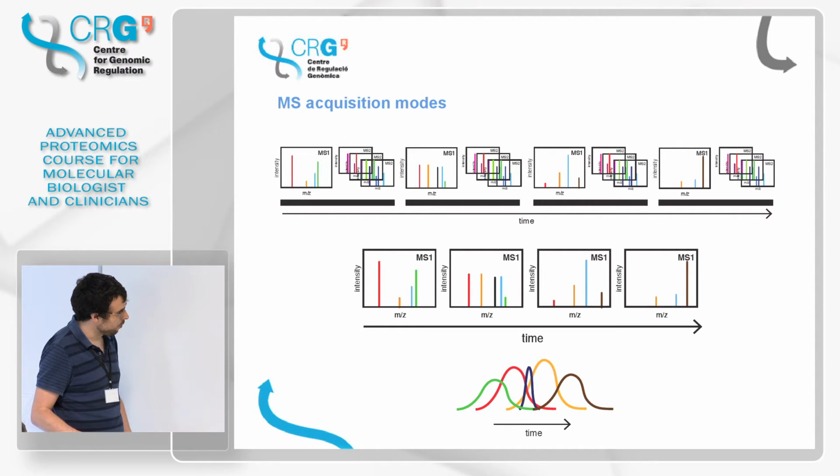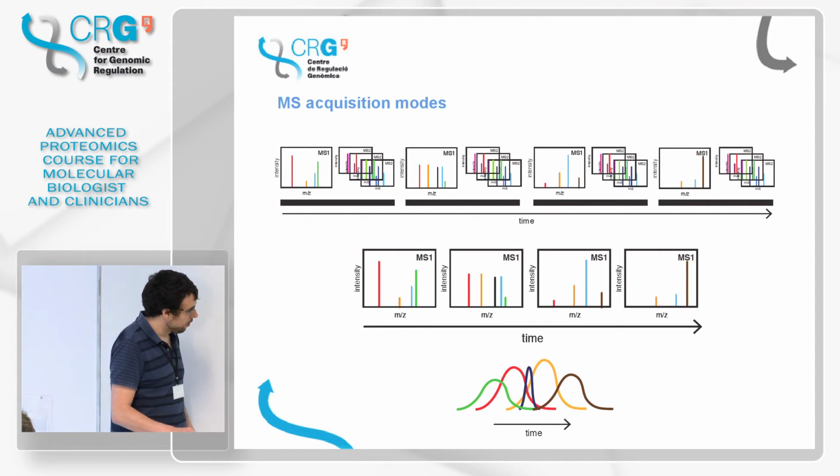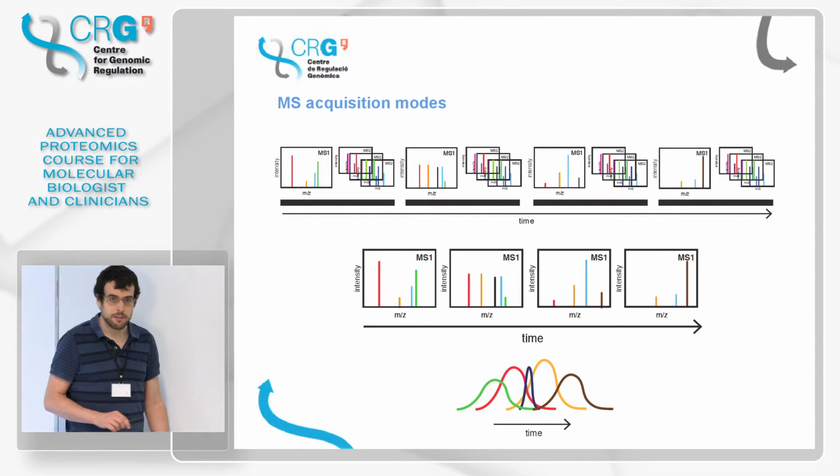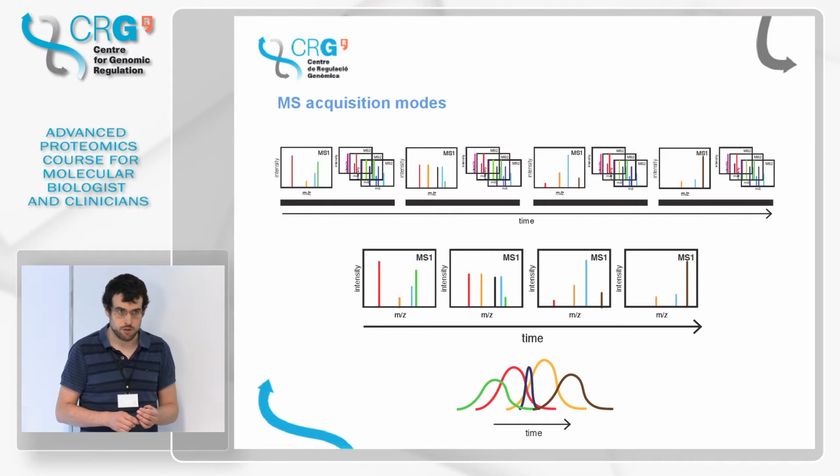For example, now we follow how the yellow one was eluting from the column. So it appears here, it goes up, down, down. So I can build these chromatographic profiles in time, and then I can use area under the curve to quantify. So I use MS1 for quantitation, MS2 for identification. Okay?